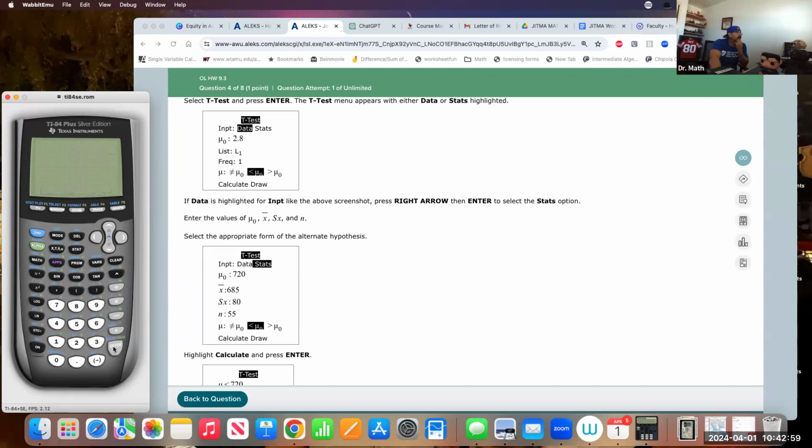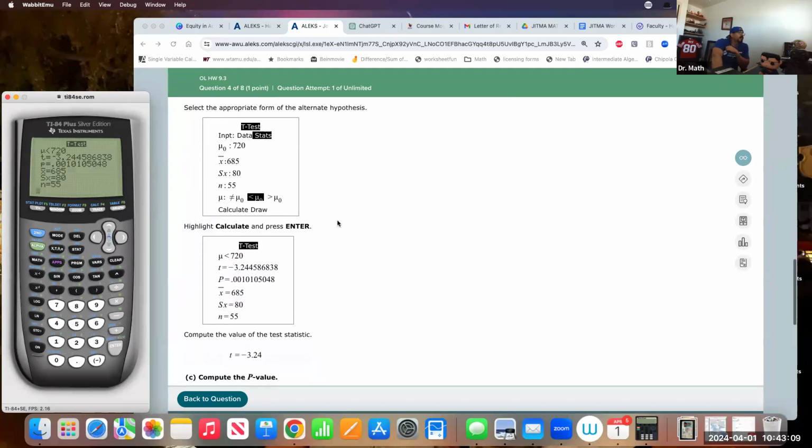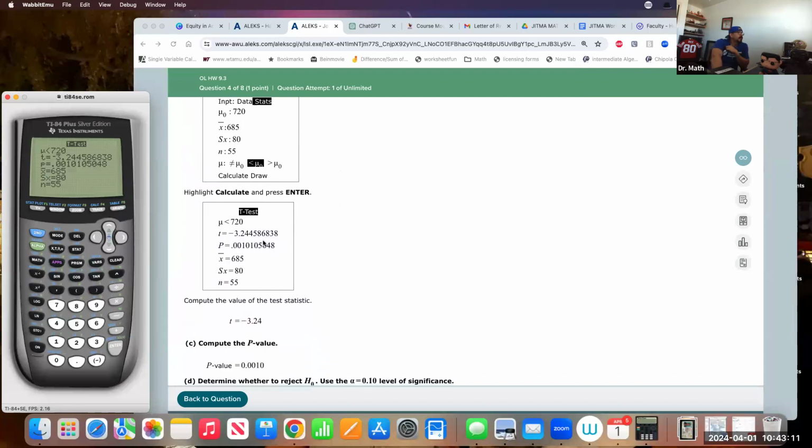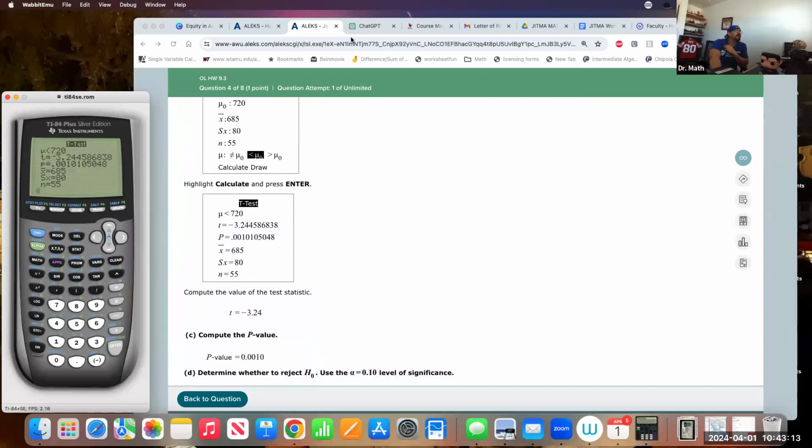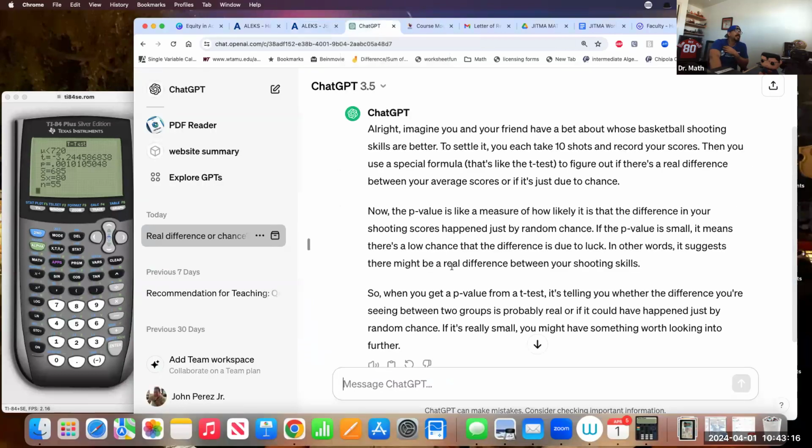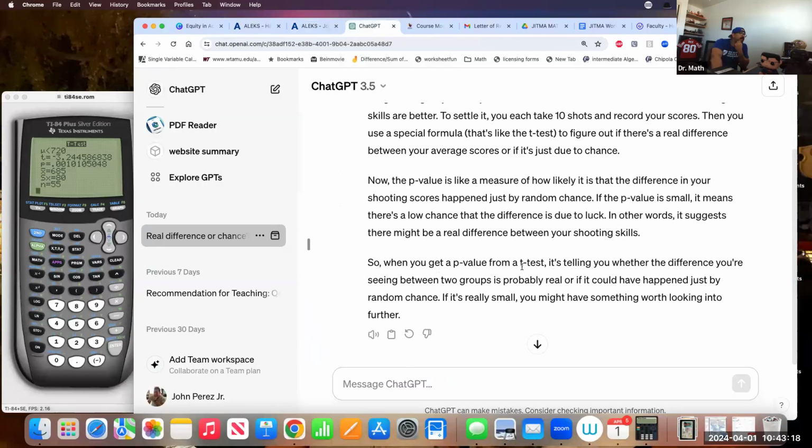So hit calculate. And this time, what we're going to be grabbing is this p-value. Remember, the lower the p-value, so notice our numbers come out exactly the same. So what I did is I put this on ChatGPT so you guys could kind of see. When you get a p-value from the t-test, it's telling you whether the difference you're seeing between the two groups is probably real, or if it could have happened just by random chance.